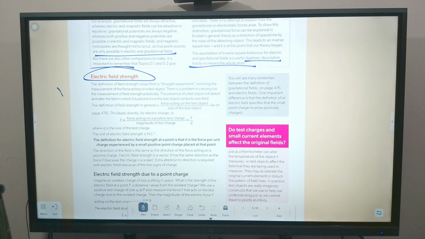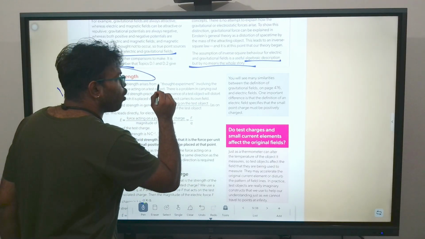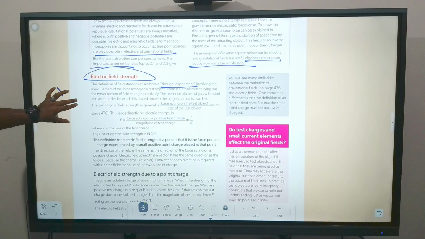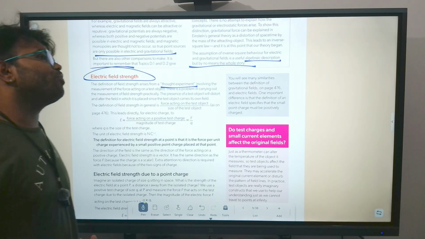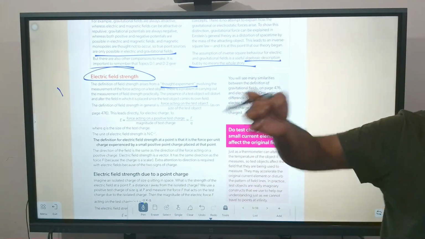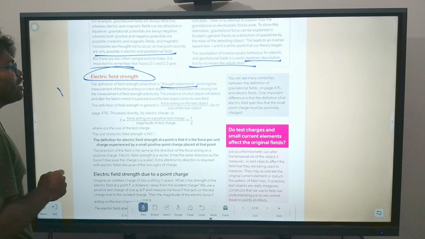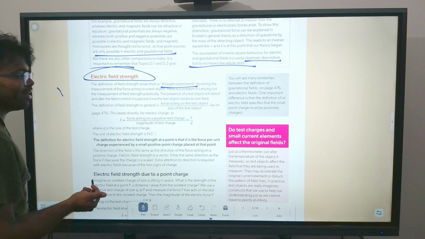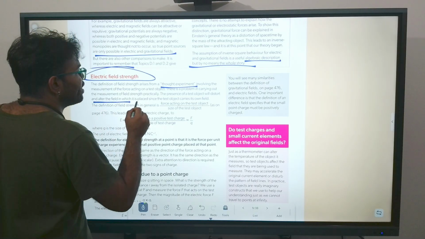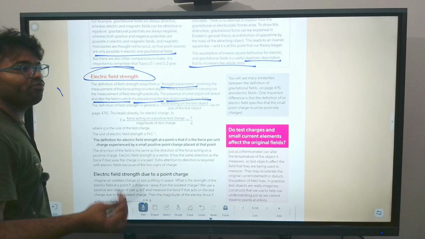The electric field strength. The definition of an electric field strength arises from the thought experiment involving the measurement of forces acting on a test object. The test object is going to have very low charge. There is a problem in carrying out the measurements of field strength practically. The presence of the test charge will distort and alter the field in which it is placed, since the test charge also carries its own field.